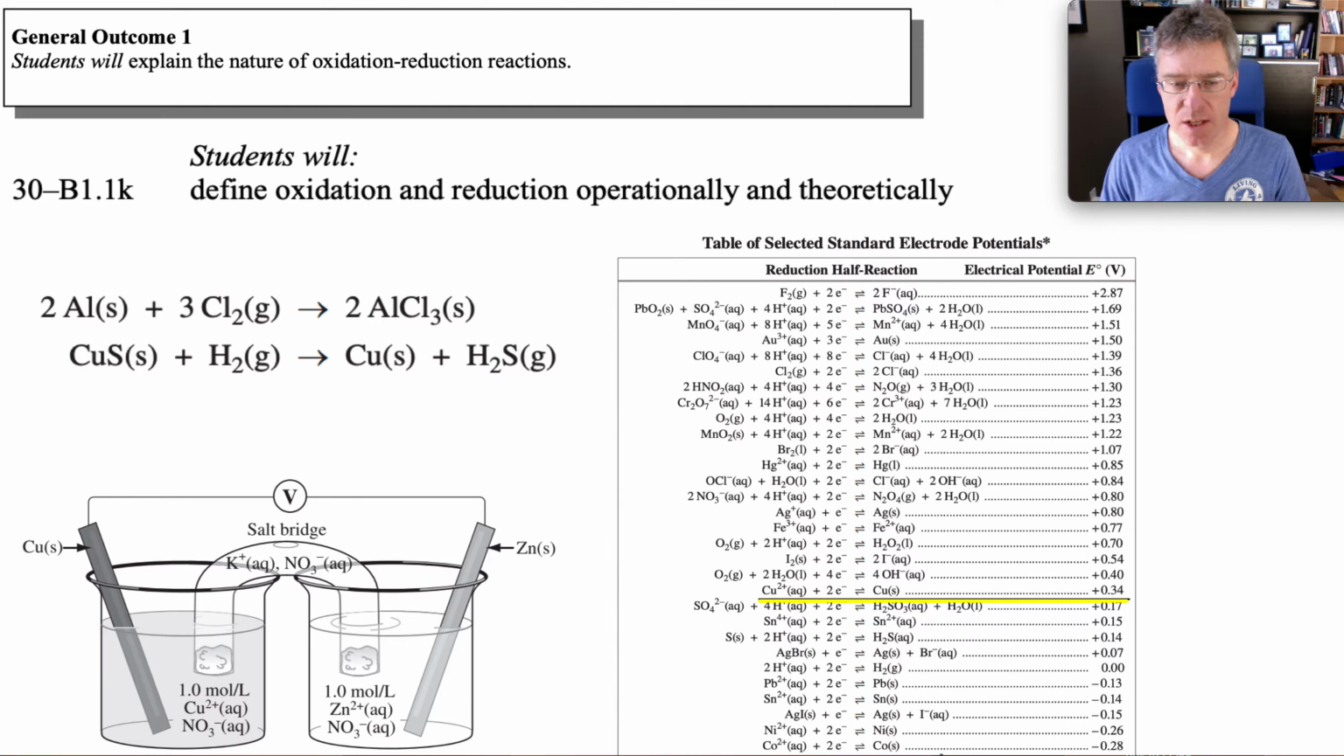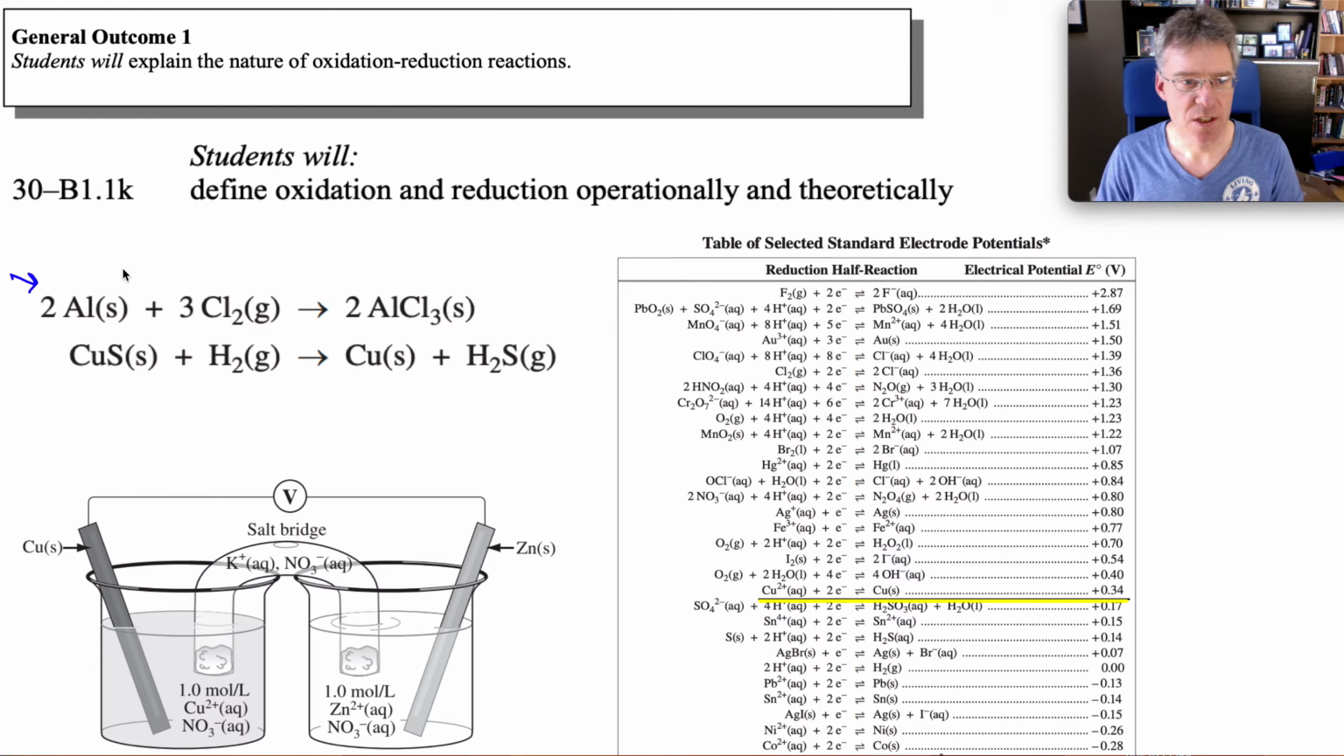So the first outcome is identifying oxidation and reduction. You're never going to get a question that asks you to define them in words. It'll always be an application. So I've got 3 examples to take a look at. The first example is this aluminum and chlorine redox reaction, and you could be asked to figure out what is being oxidized and what's being reduced.